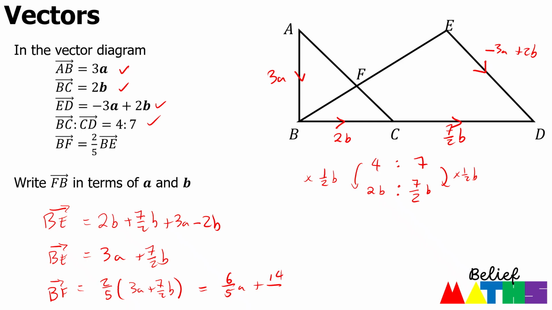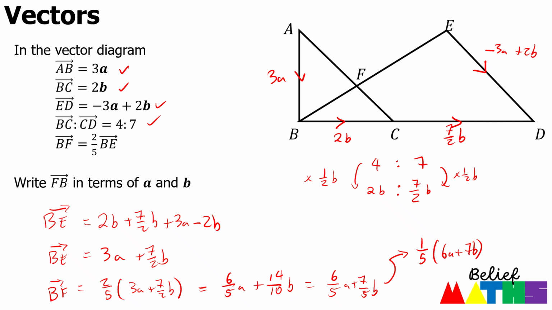So it's 14 over 10b, which we can then simplify to 7 over 5. So that will give us 6 over 5a plus 7 over 5b. Now, some people would like to tidy this up and say that's the same as 1/5 of 6a plus 7b, but either of those two answers is acceptable.